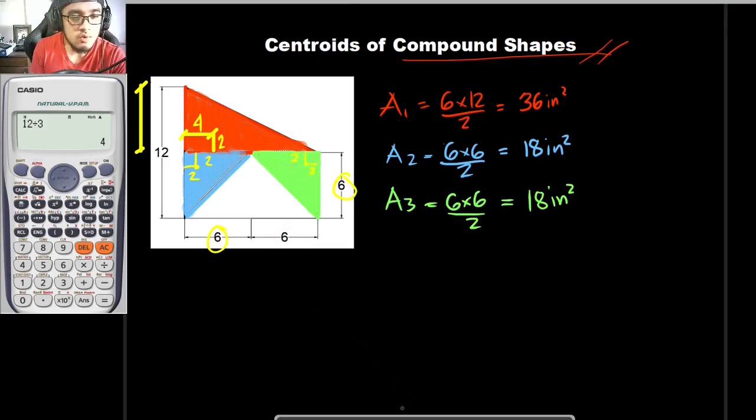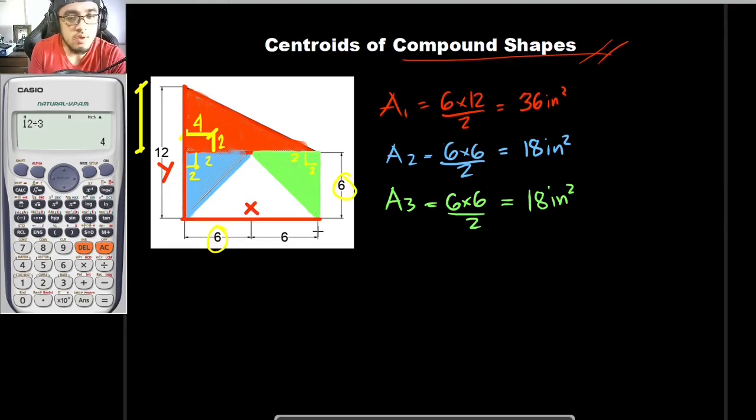Okay, so what we would be doing next is solving for the moment of the area about this axis right here. Let's say this is the x-axis, and this is the y-axis. So y, and this is x.